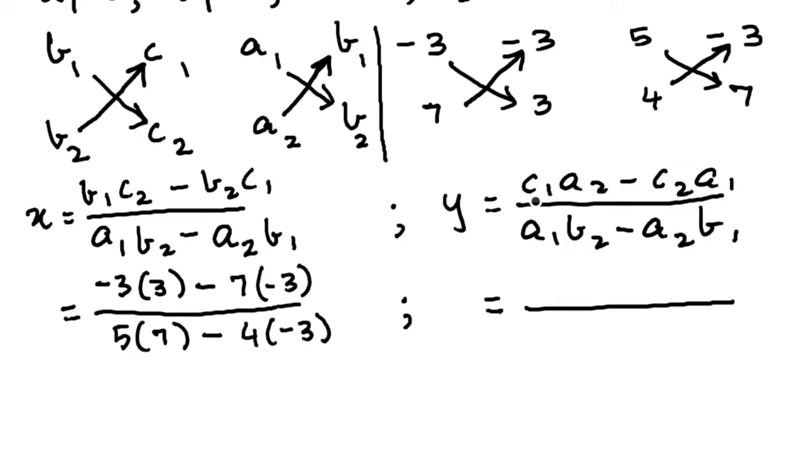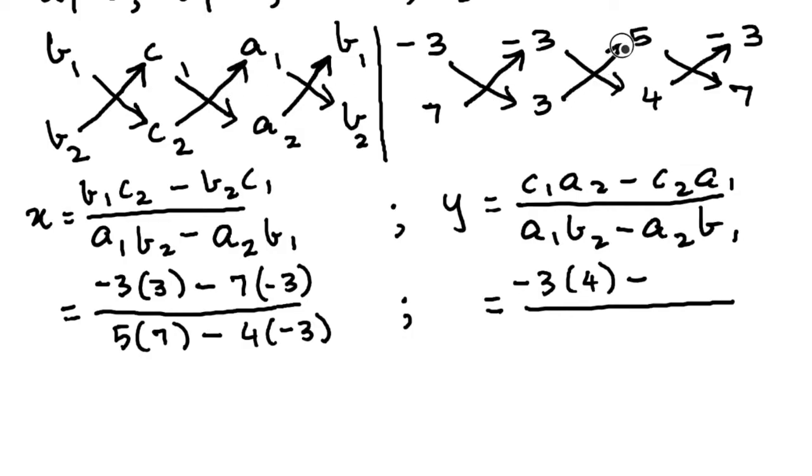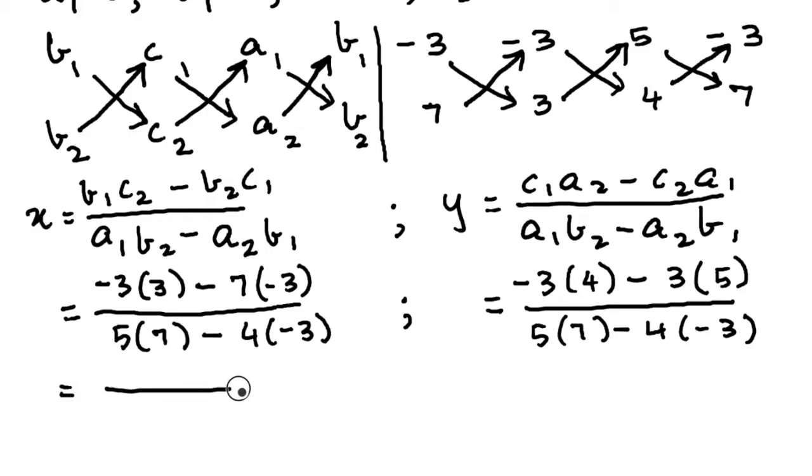So here for y we have c1a2, so that will be this, minus c2a1, that is this, cross multiplication that is, and the denominator is just the same, so I'll copy that fast because this test is for 30 minutes.